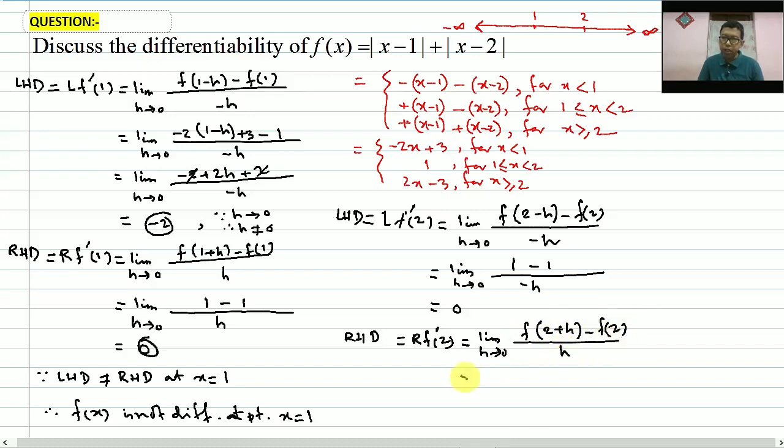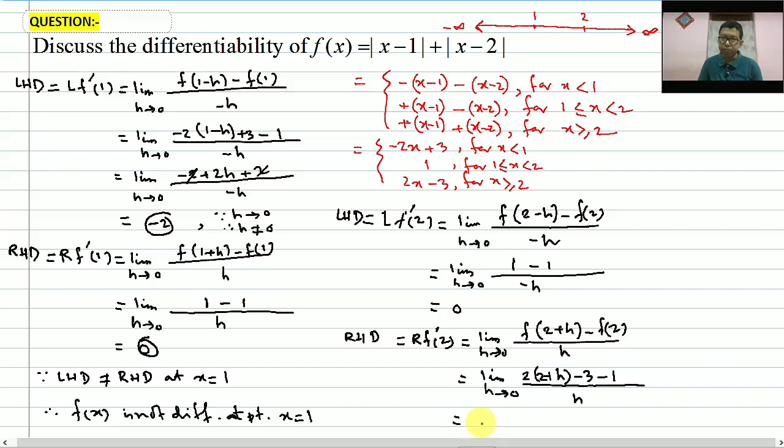Now this is equal to limit h tends to 0, f of 2 plus h. What is 2 plus h? It means your x is more than 2. This is the domain, x is more than 2. That means you have to put twice x minus 3, where x is replaced by 2 plus h. So 2 times 2 plus h minus 3 minus f of 2. Similarly, f of 2 is equal to 1, whole divided by h.